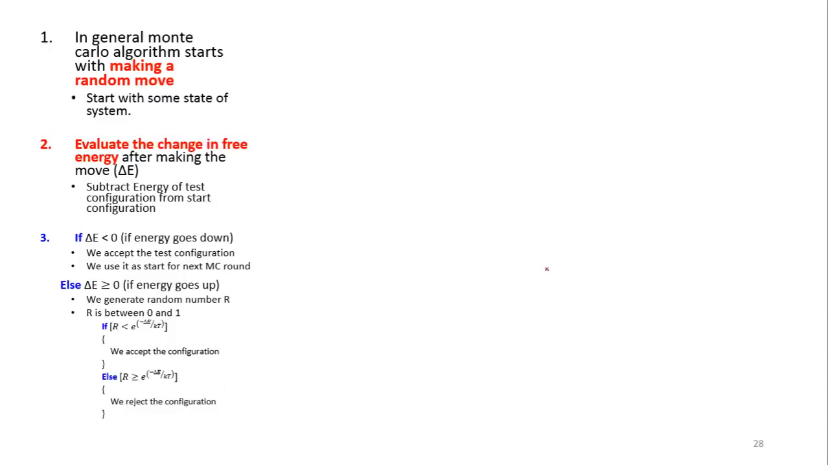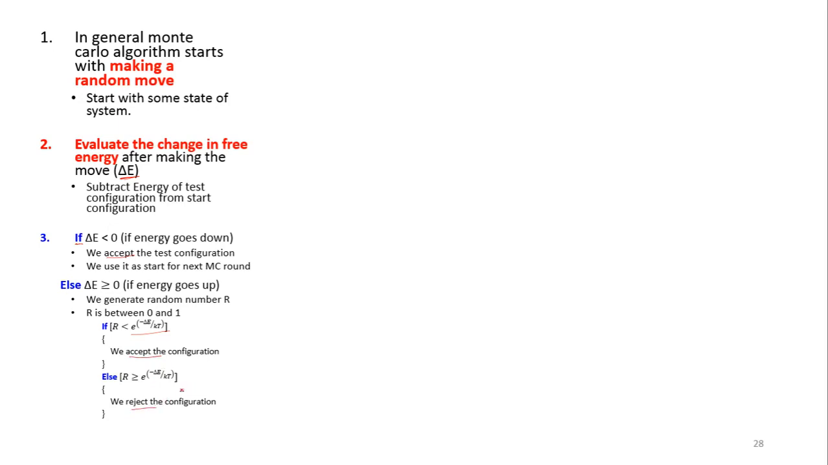So this is what your algorithm is. We start with some state and take a random move. Then we evaluate the change in free energy, that is, we calculate delta E by subtracting the energy of the initial configuration from that of the test configuration. Then we make a decision. If the energy goes down, we accept. If the energy goes up, we compare with R and eventually decide whether to accept or reject the configuration.